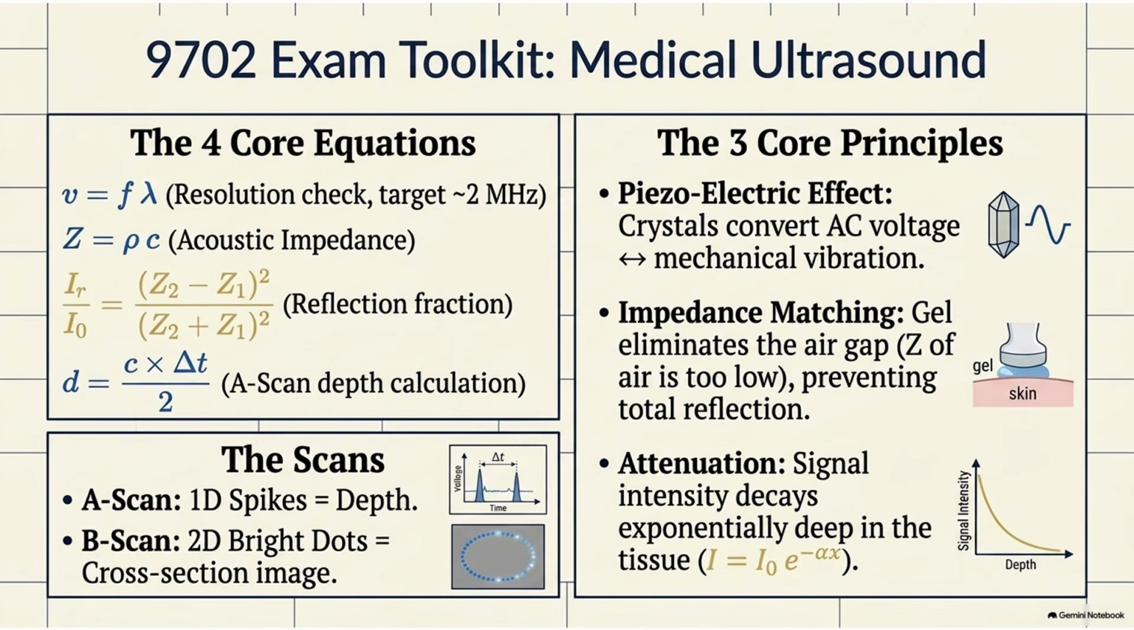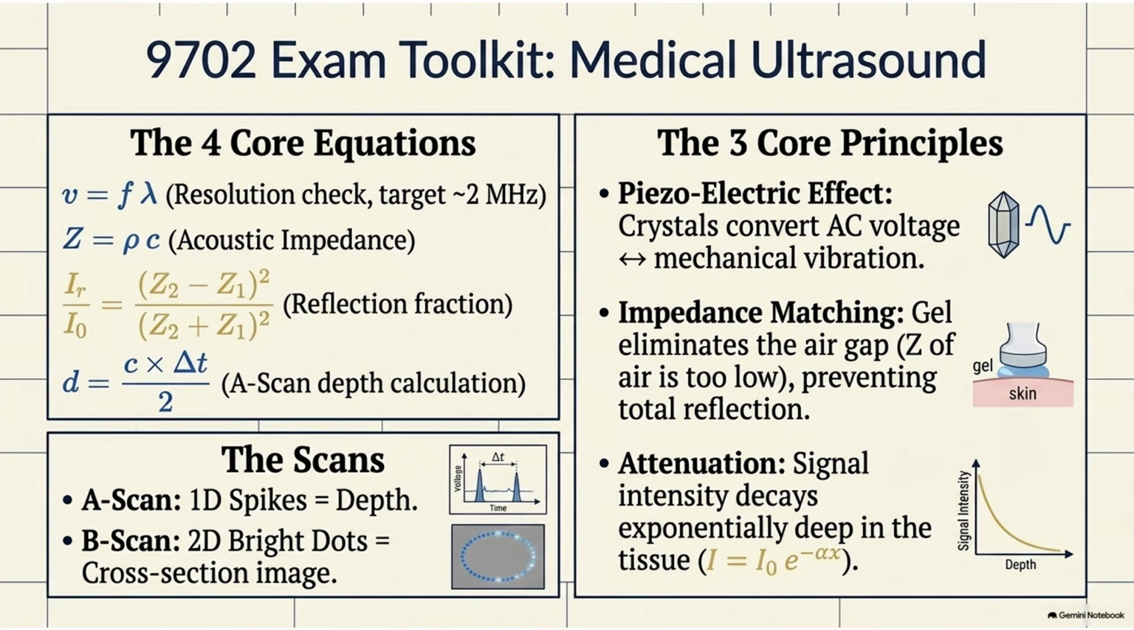Let's finish by bringing together the key physics ideas. There are 4 core equations to remember. First, the relationship between wave speed, frequency, and wavelength: v equals f lambda. Second, acoustic impedance: Z equals rho c. Third, the intensity reflection fraction: I_R divided by I_0 equals (Z2 minus Z1) squared divided by (Z2 plus Z1) squared. And finally, the A-scan depth equation: d equals c delta t divided by 2.